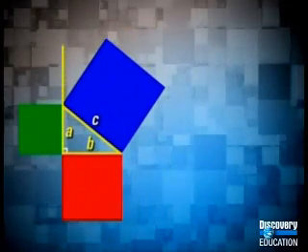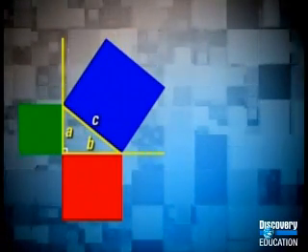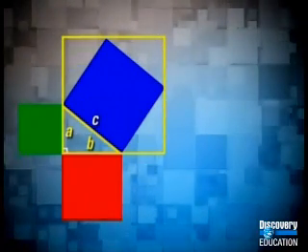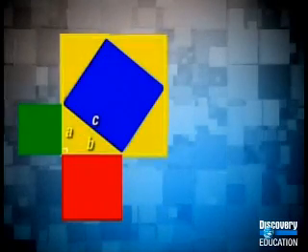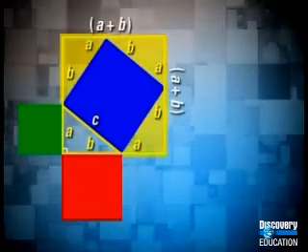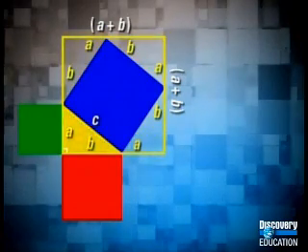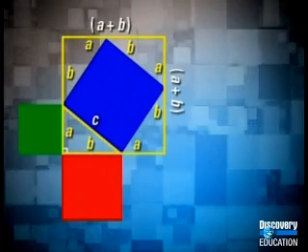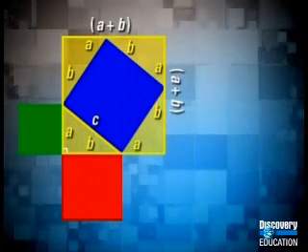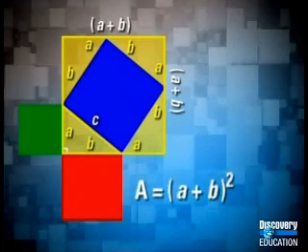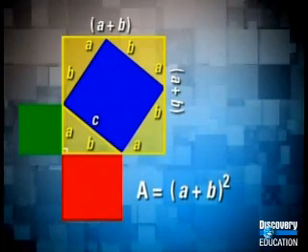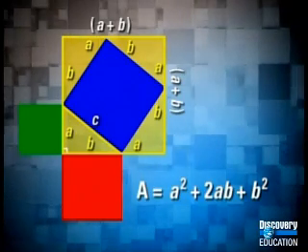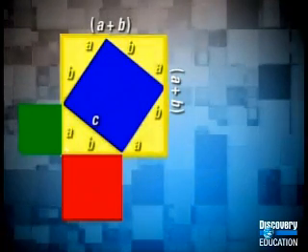Now, from this structure, draw a line extending the A side and a line extending the B side. Then draw two lines perpendicular to these lines so that the blue square is surrounded by a larger square. Each side has the length A plus B because the surrounding triangles are congruent to the original one with side lengths A and B. From that, you can then conclude that the area of the larger square outside the blue square equals A plus B squared, which can be rewritten A squared plus 2AB plus B squared.